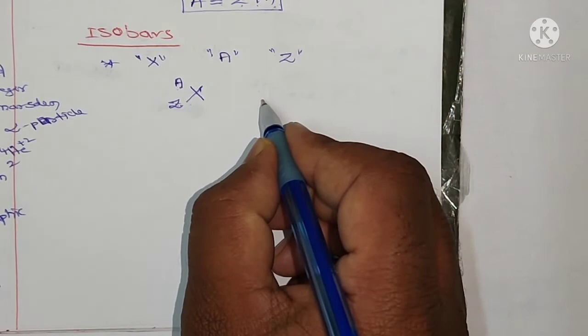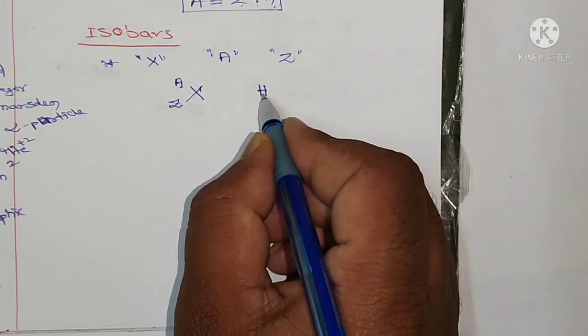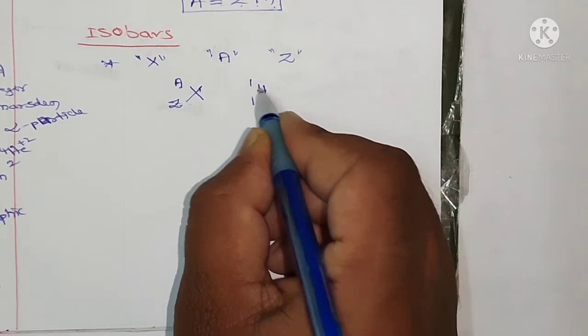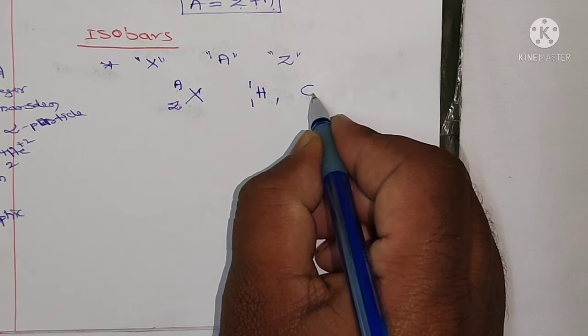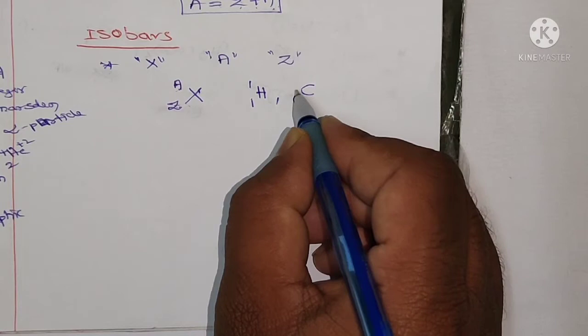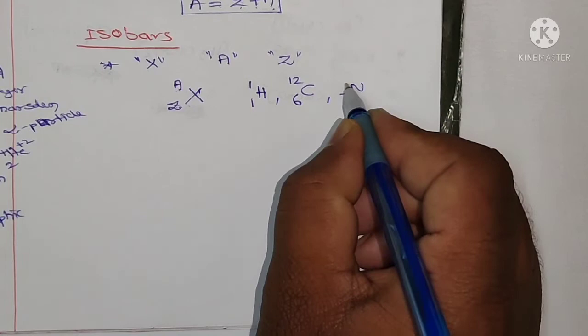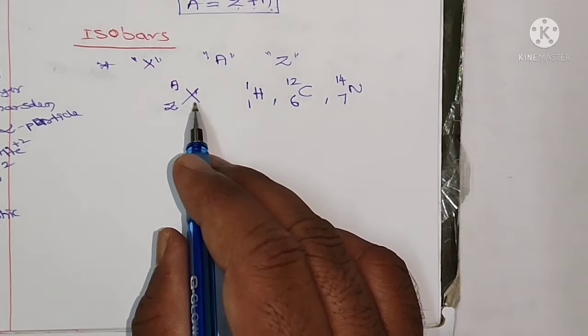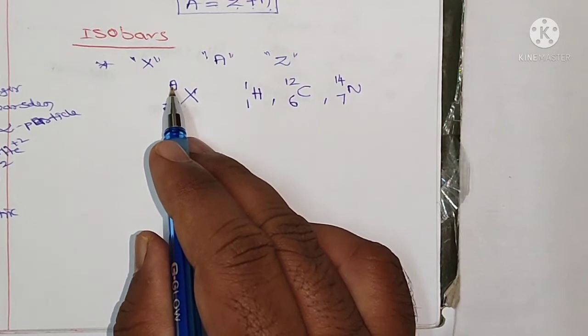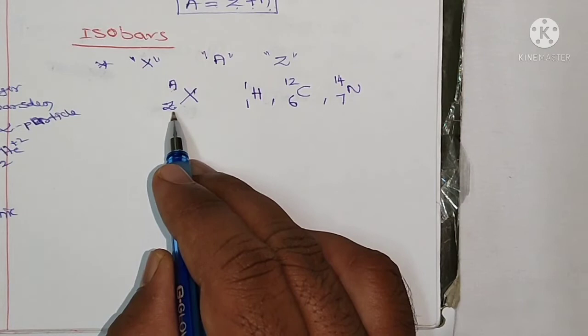Let me take some examples. Hydrogen, the symbol is H, atomic number 1 and mass also 1. Then carbon, represented by C, atomic number 6 and mass 12. And nitrogen, represented by N, atomic number 7 and mass 14. So the atom is represented by X, with the superscript on the left hand side the atomic mass and the subscript on the left hand side the atomic number.